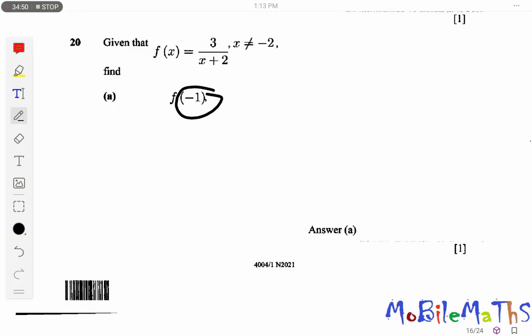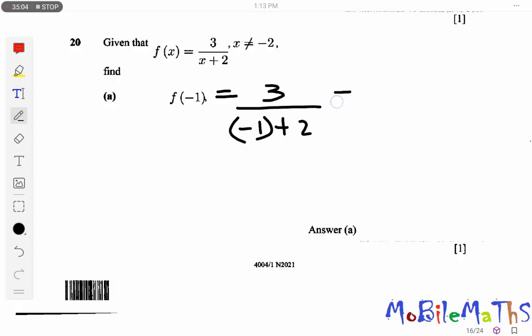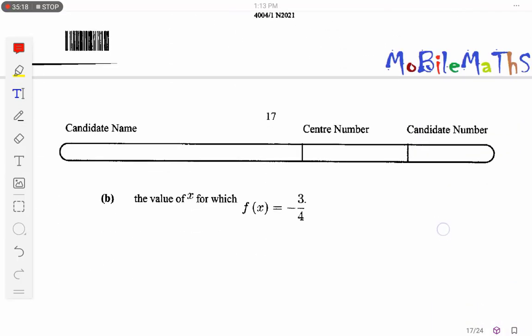We are simply substituting. Where we have our x, we put minus 1. So this is equal to 3 over minus 1 plus 2. So I will get myself a 1 here. Okay, so the answer is 3. Let's move on to the next one.